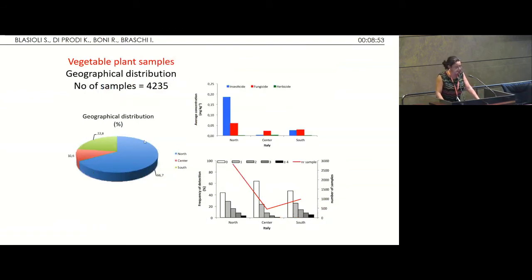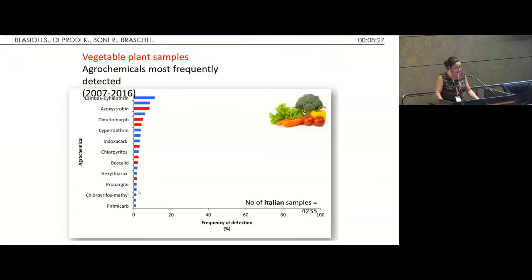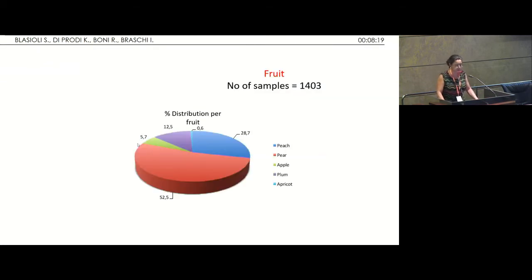The vegetables are from the north. This is the average concentration of the vegetables. Here we have a different situation from tomato. In fact, we have the highest average concentration of insecticide and fungicide in the north of Italy. Okay, and here we have the number of active ingredients. Now, this is the frequency of detection of our active ingredients. I don't want to spend more words on this.